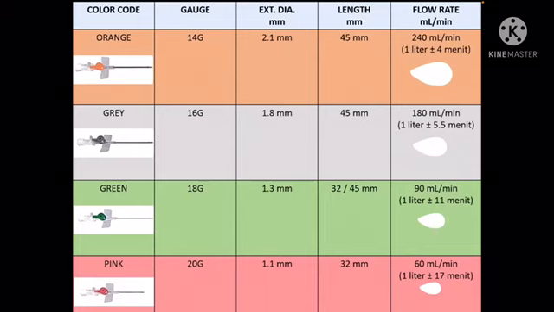The green gauge, which is commonly used in our daily procedures, is 18 gauge. The diameter is 1.3 millimeter. The length is 32 to 45 millimeter, and the flow rate is approximately 90 ml per minute. So there is a range that it could start from 90 till 100. There is no specific value that is only 90 ml per minute. There is a range from 90 till 100, or sometimes 85 till 105, but the average is 90 ml per minute.